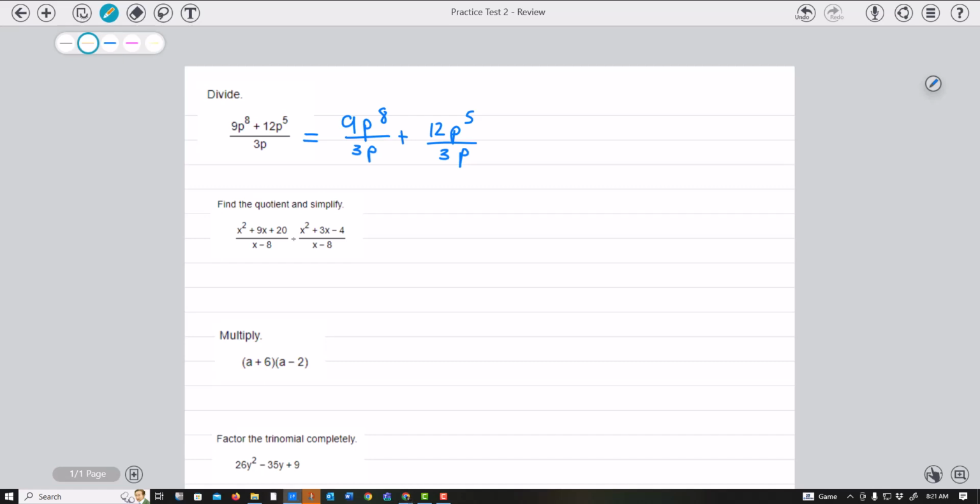So I can see that 3 will go into 9 3 times. 1p will go into the 8, so take away 1 there. 3 will go into the 12 4 times, and then we take away a p there. And so we end up with 3p to the 7th plus 4p to the 4th.